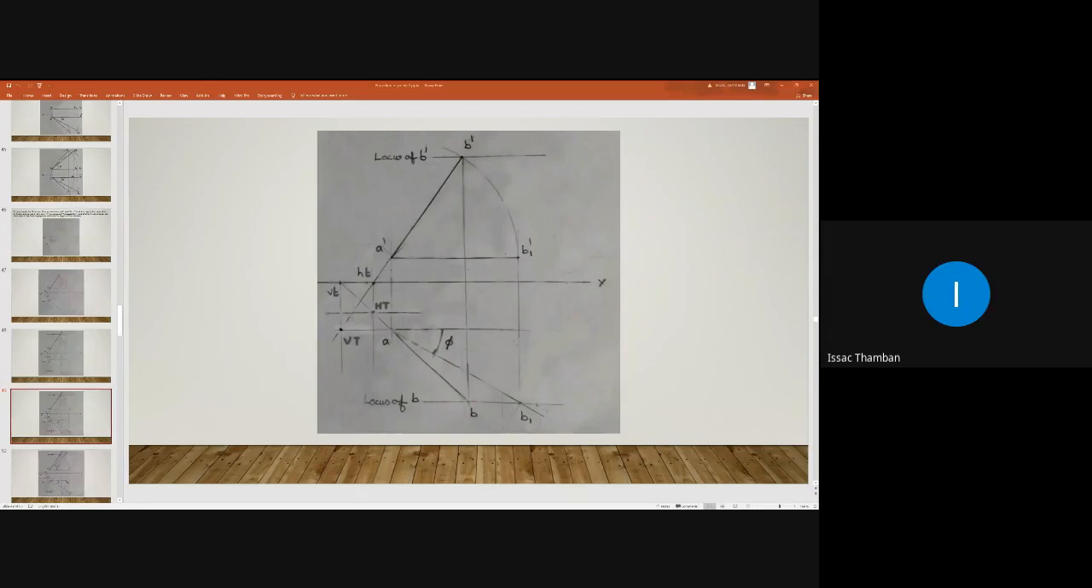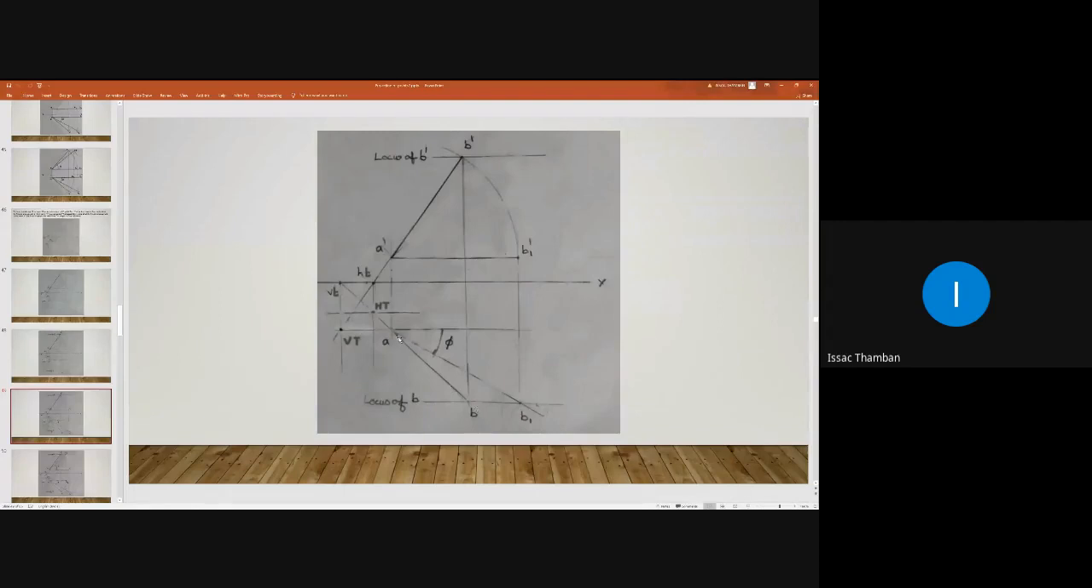Okay. So you have obtained the true length and true inclination of the line with respect to HP. True length is around 58 mm and phi is around 27 or 28 degree. Now what next? We have to find the true length and true inclination of the line with respect to the vertical plane. How will you find that?